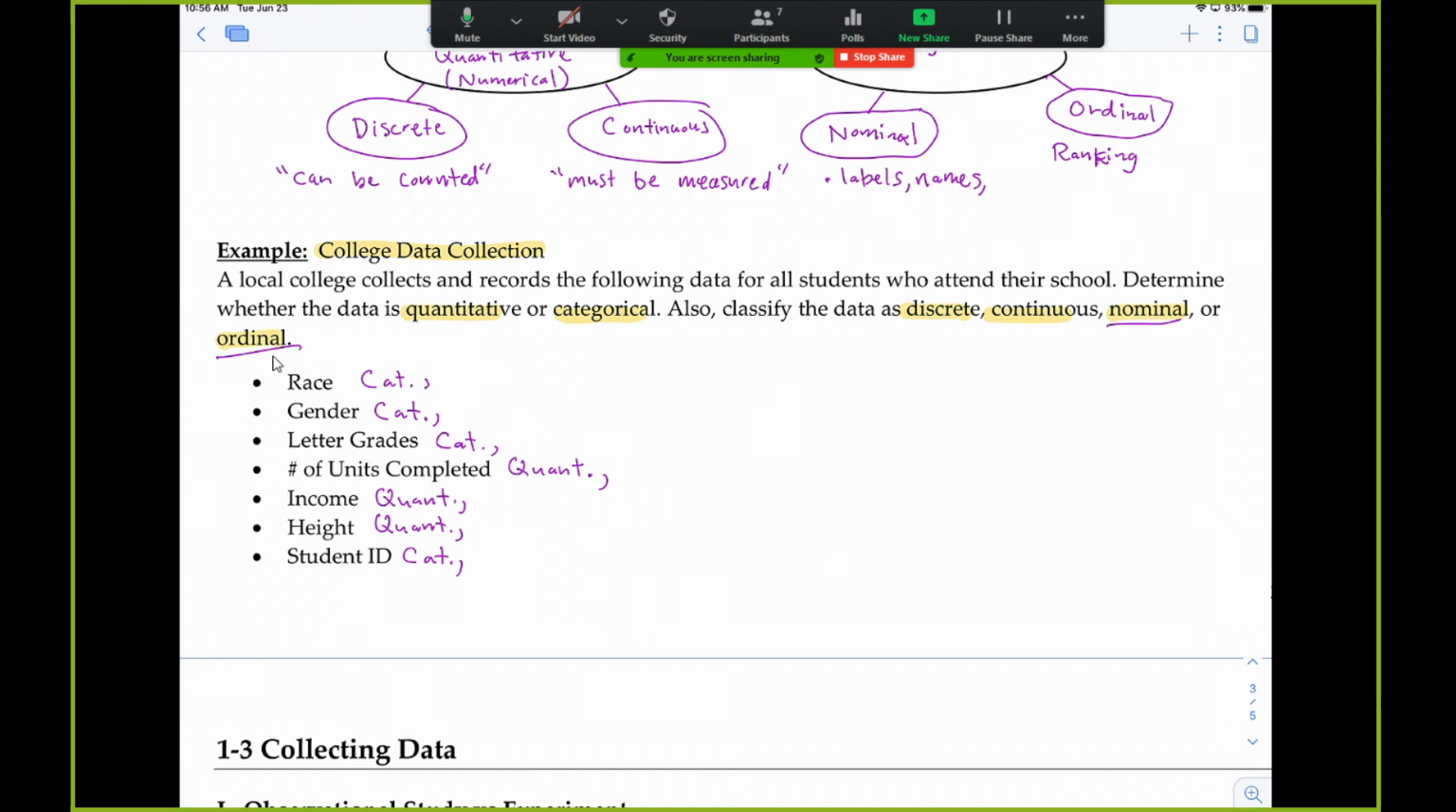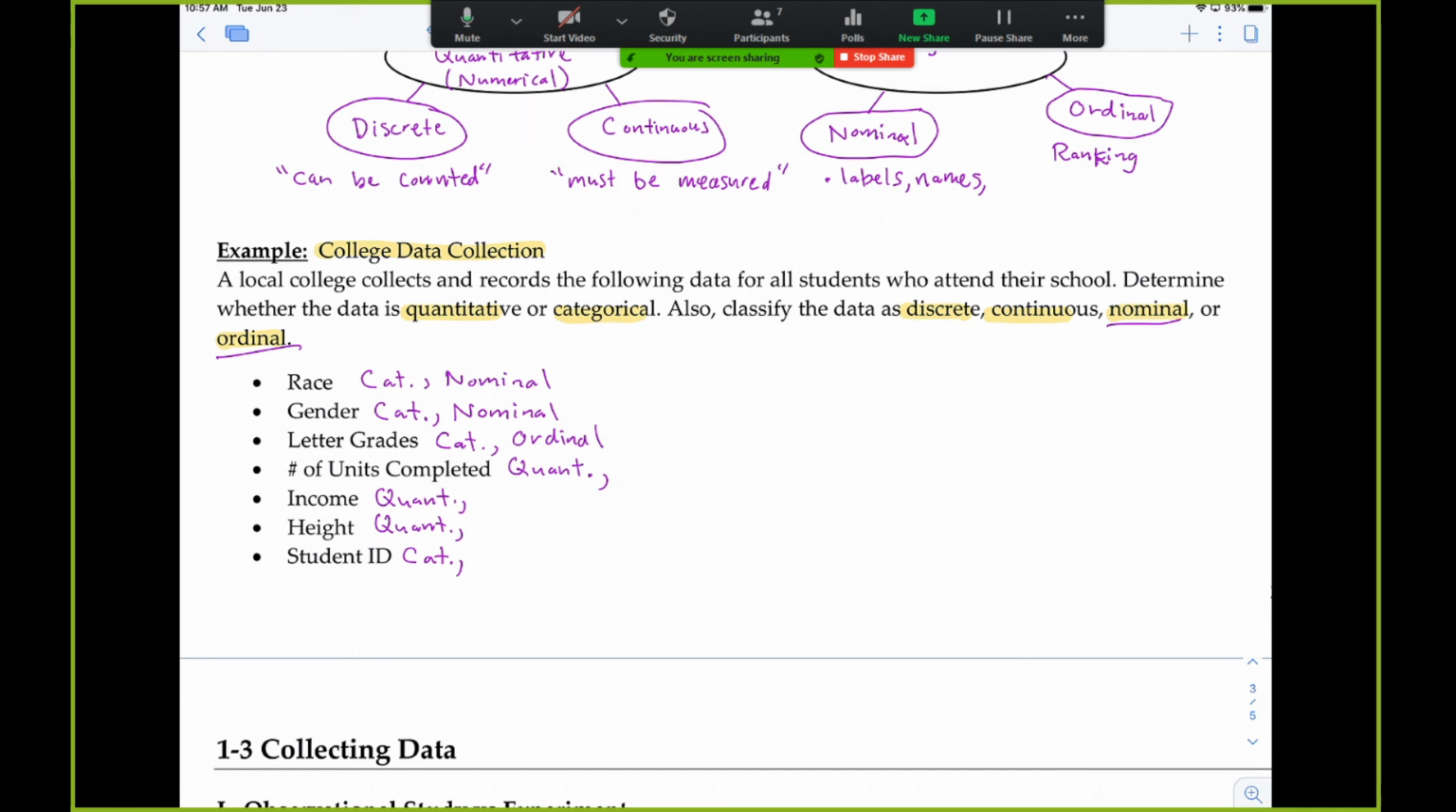So is race nominal or ordinal? Is there a ranking with race? Is one better than the other, or is it just labels? Hopefully we all said nominal. There's no ranking. Race is just nominal, just categories. Gender, is there a ranking to gender? Again, hopefully you all said no. So this is nominal. What about letter grades? We talked about this already. It's categorical type data, and there is a ranking order to it. A is better than B is better than C. So this is ordinal.